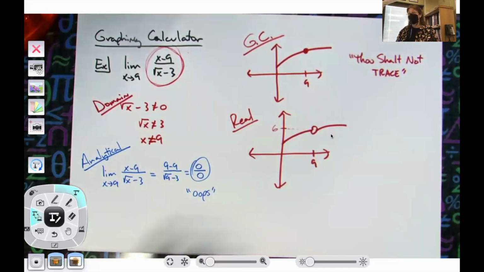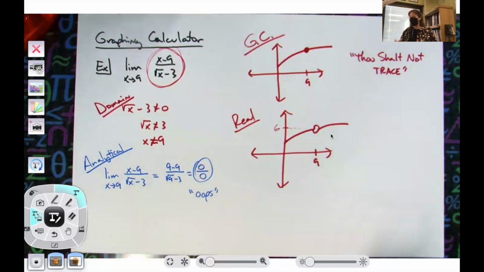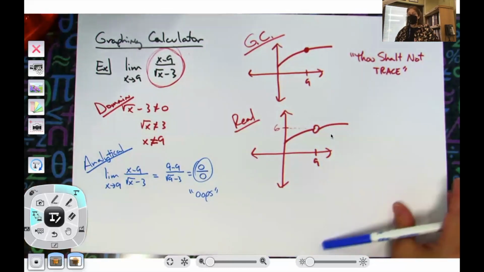You may need to work it out algebraically. Ultimately, this is going to be an indeterminate form because I get 0 over 0, so we would do something else to get the answer. But it all plays into part. You can't forget anything we've ever done.